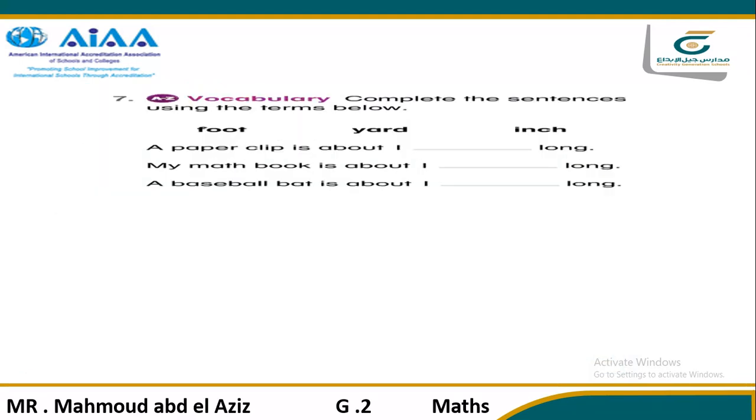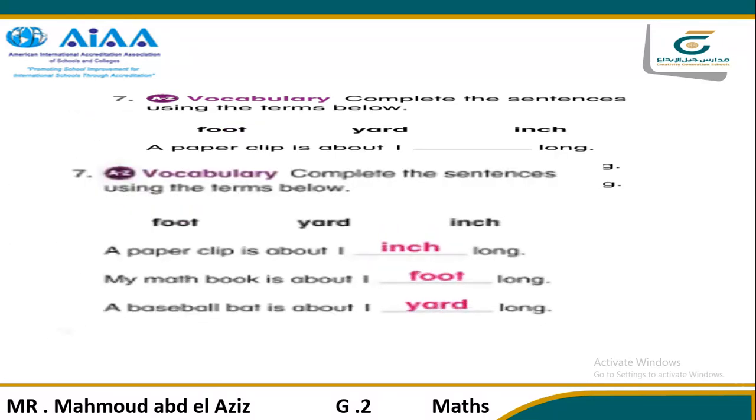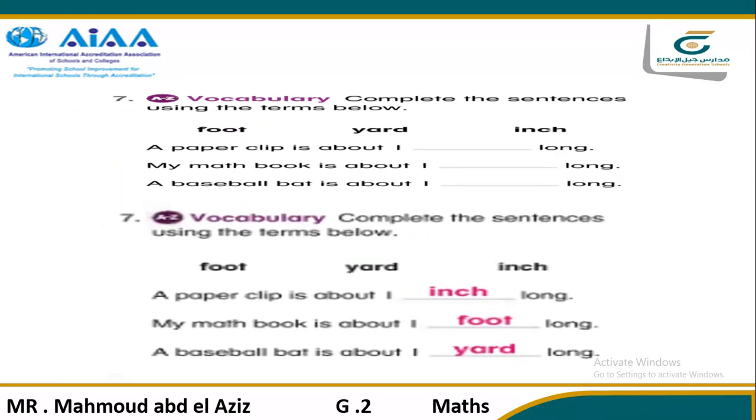With another question here, complete the sentences using the terms below: foot, yard, inch. A paper clip is about one what? 1 foot, or 1 yard, or 1 inch? Excellent, 1 inch. My math book is about 1 foot or yard. Your math book. Excellent, about 1 foot. And we said before, 1 foot equals about 12 inches. So your math book is about 1 foot long. Number 3, a baseball bat is about 1 yard long.